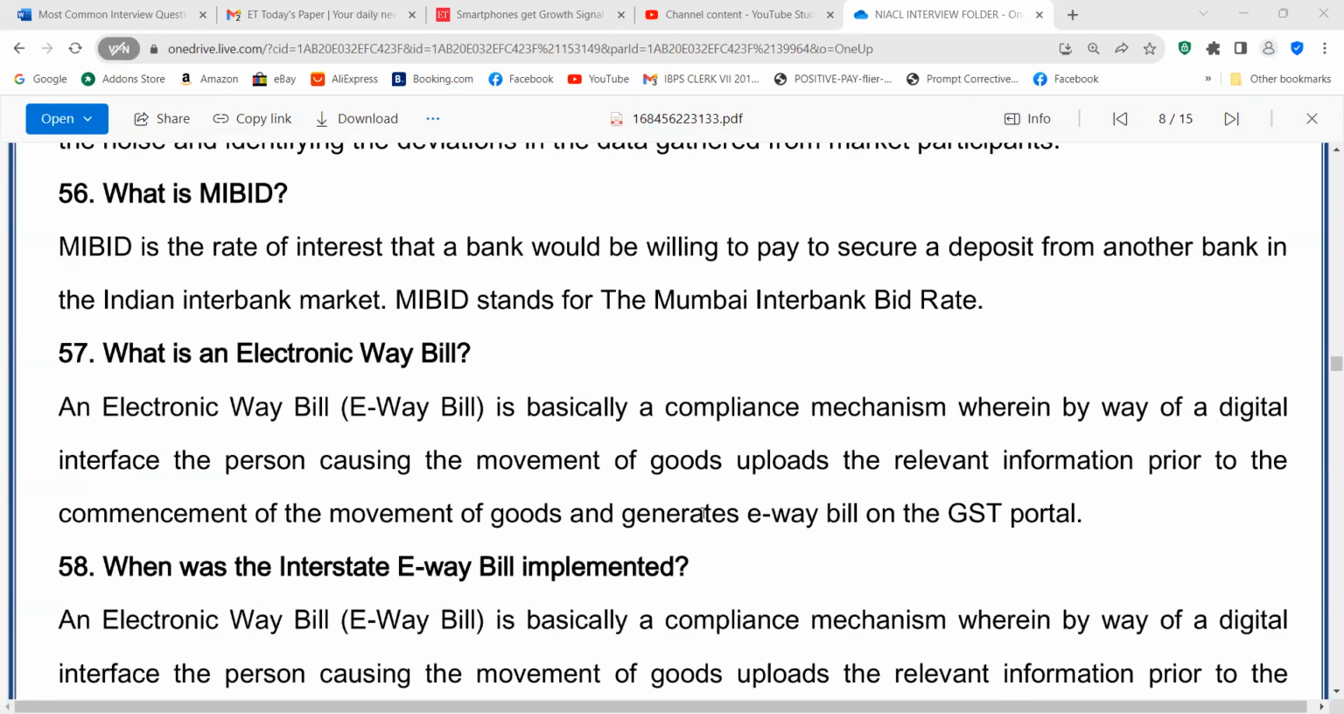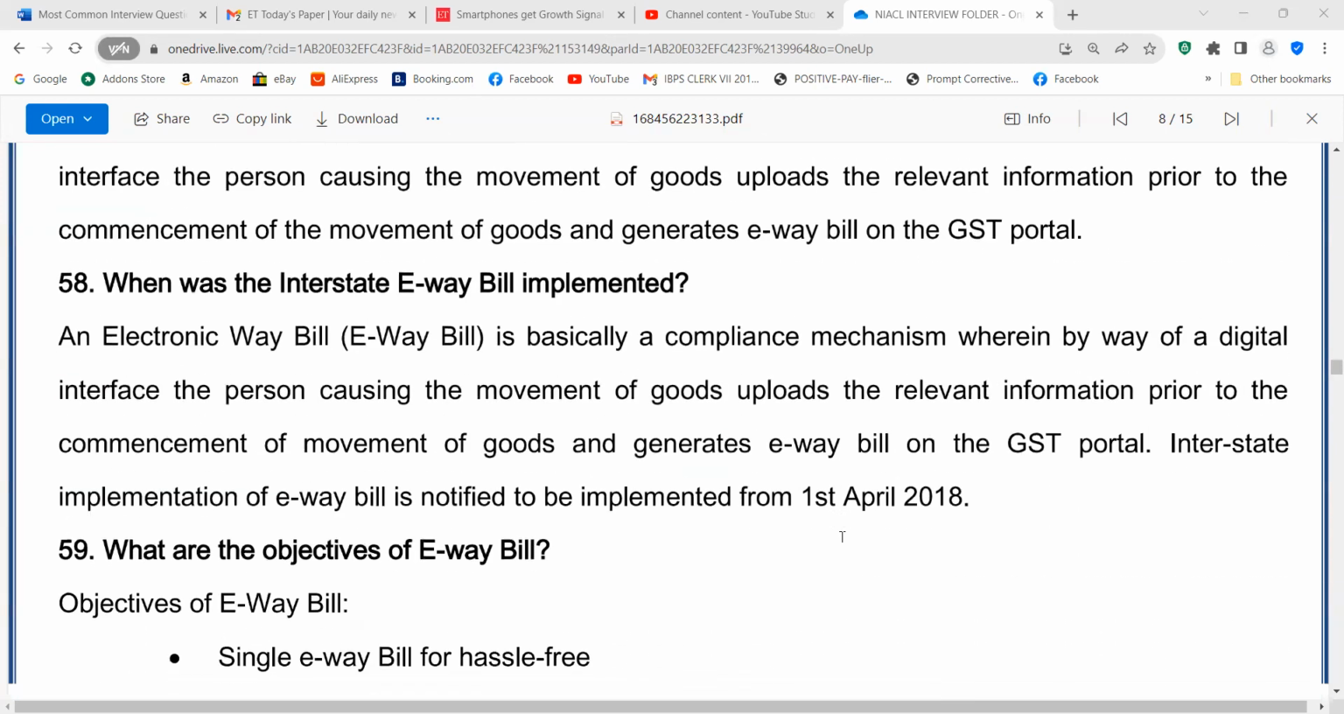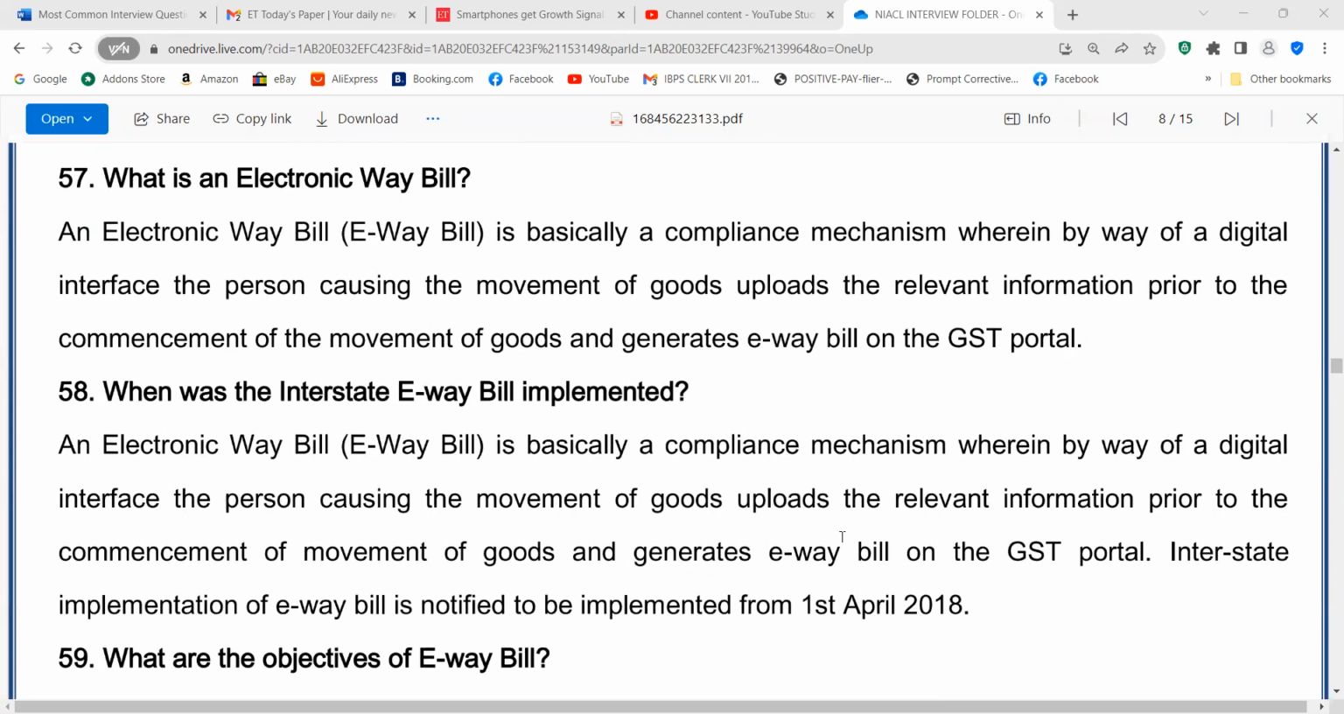Question number 57. What is the electronic waybill? Electronic waybill or e-waybill is basically a compliance mechanism wherein by way of a digital interface, the person causing the movement of goods uploads the relevant information prior to the commencement of the movement of the goods and generates the e-waybill on the GST portal. Now question number 58. When was the interstate e-waybill implemented?